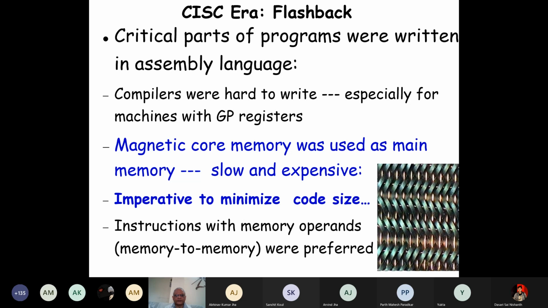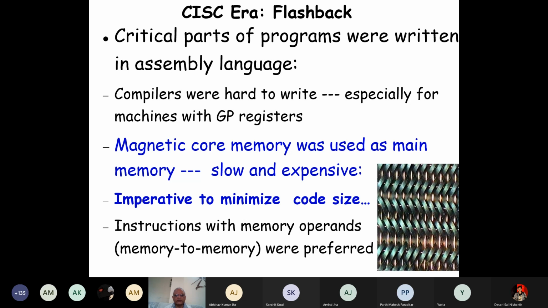Another thing that we must remember is that the main memory was not a semiconductor memory. It was called the core memory, a magnetic memory. The orientation of the magnetism was used to store 0 and 1. It was very slow. Just to fetch one word might take several milliseconds, hundreds of milliseconds just to fetch one word.